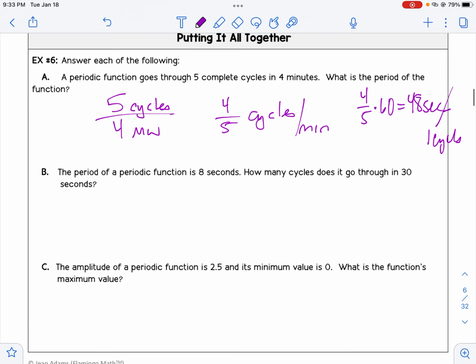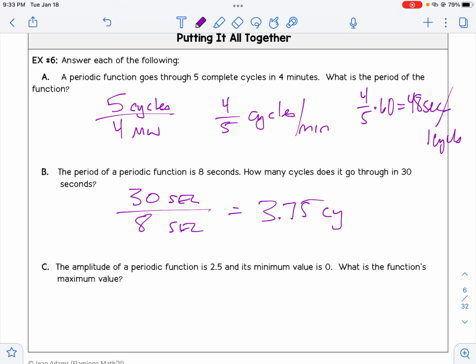Period of a function here is 8 seconds. How many cycles does it go through in 30 seconds? So if 30 seconds is how long it's been happening for, and each cycle is 8 seconds, then I would take 30 divided by 8. I would figure out that it was 3.75 complete cycles in that amount of time.